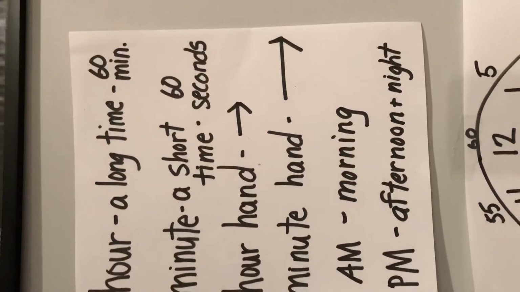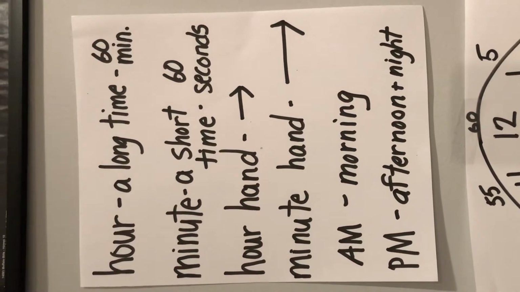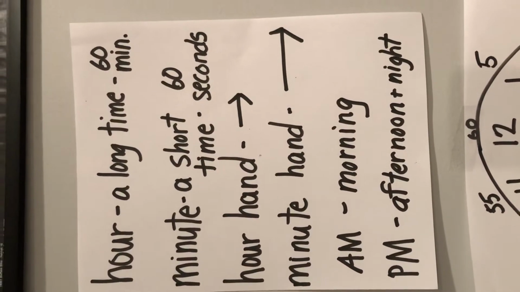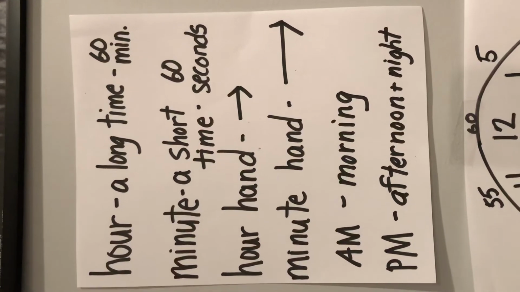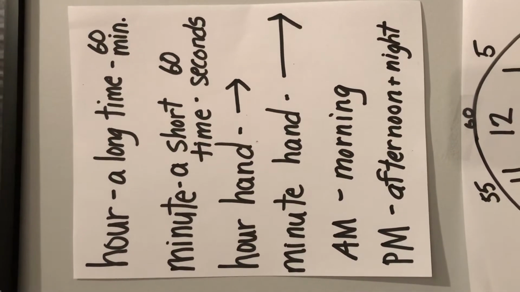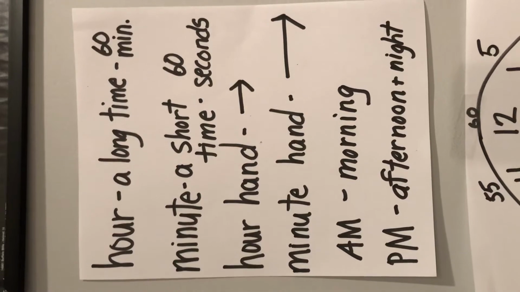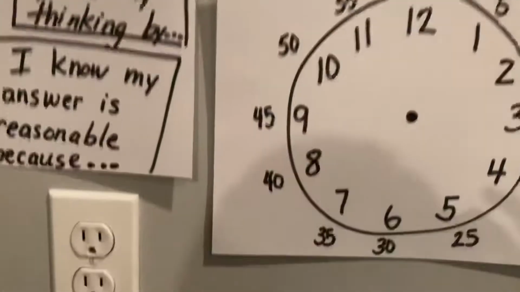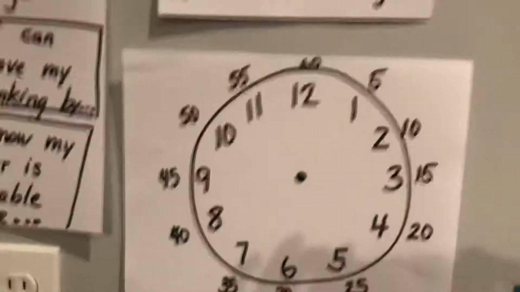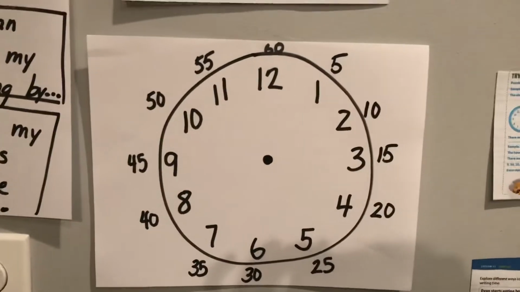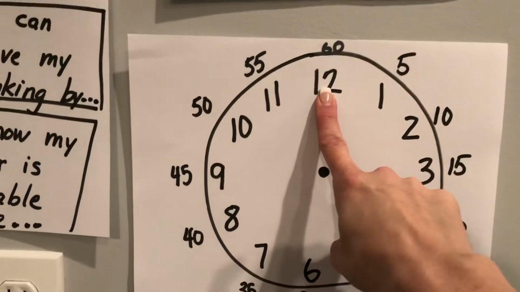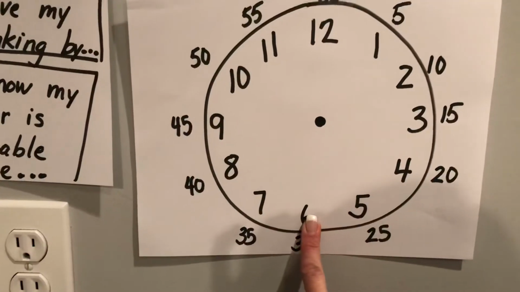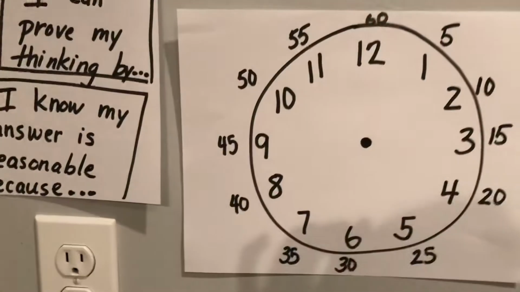Hour hand is the short hand on the clock, and it tells you the hour. Minute hand is the longer hand, it tells you the minutes. AM means morning, and PM means afternoon or night. So now we have different times. We have the analog clock, which we have been using to tell time. Now, you might be wondering, why do I have a 12 up here, a 6 down here, and then it goes all the way around?